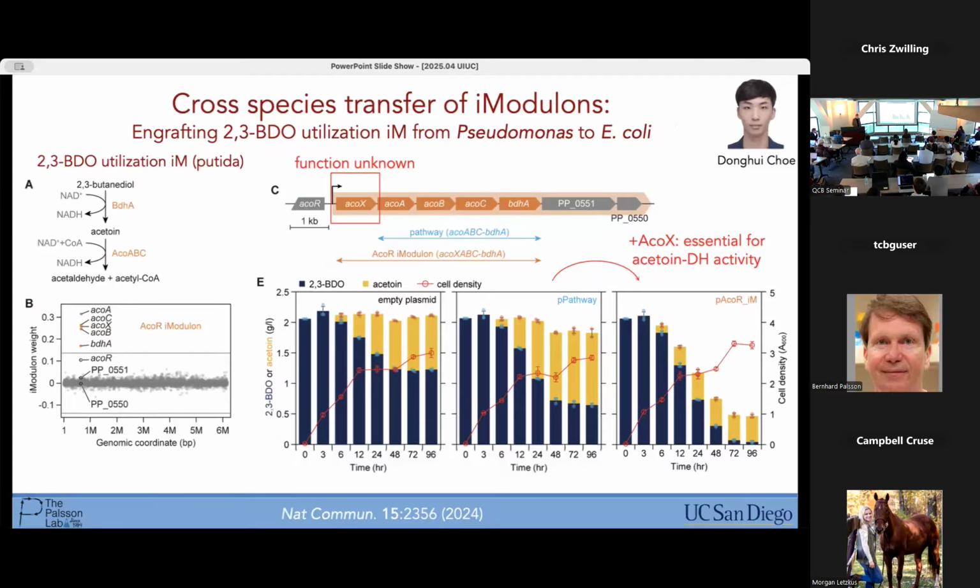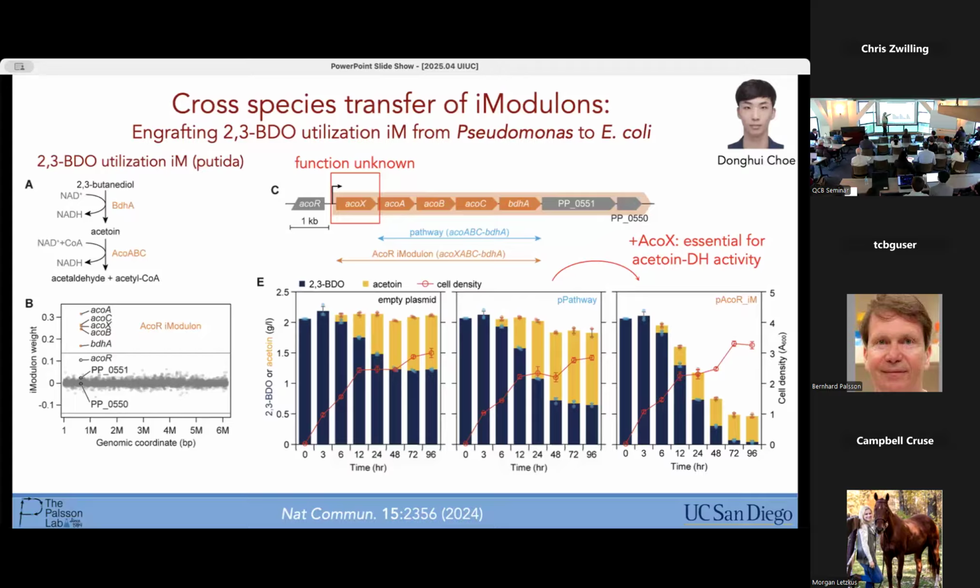Here is another application of iModulon transfer. Another Pseudomonas species called Pseudomonas putida can metabolize 2,3-butanediol. Most other bacterial strains cannot do that, including E. coli. So here's the pathway. And here, like I showed you the Vibrio map, every catabolic pathway shows up with its own iModulon. That happens also in Putida for this substrate, that they're all here. So they're basically co-located in roughly an operon.